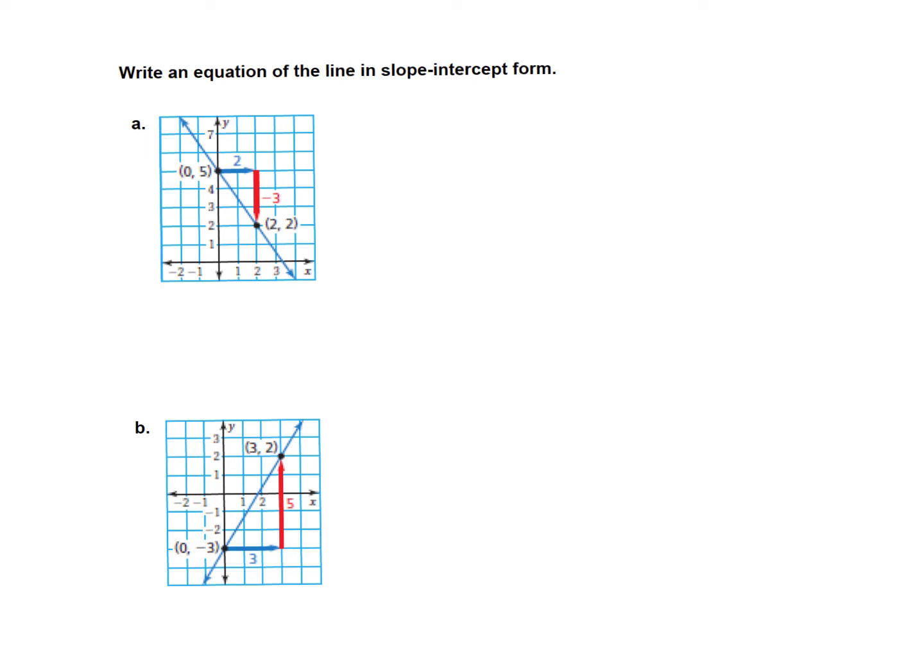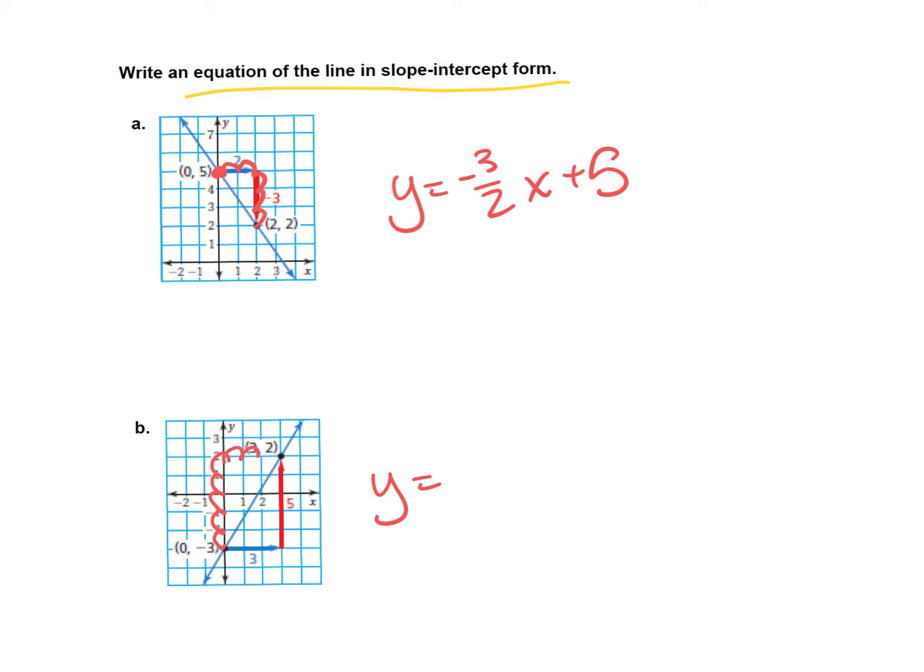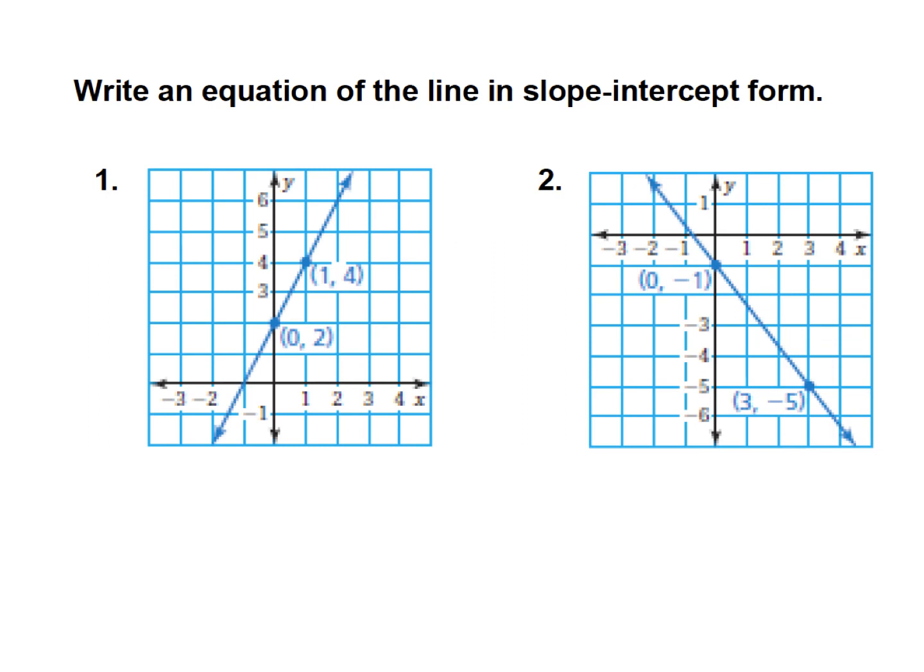So, write an equation in slope-intercept form. So here we go. Y equals, what's our slope? 1, 2, 3, and then backwards 2, so -3/2x. And it crosses at 5, so +5. Letter B, y equals 1, 2, 3, 4, 5. 1, 2, 3, so 5/3x. And it crosses at -3, so -3. You try them. Pause the video, do these two, and then come back to see if you are correct.